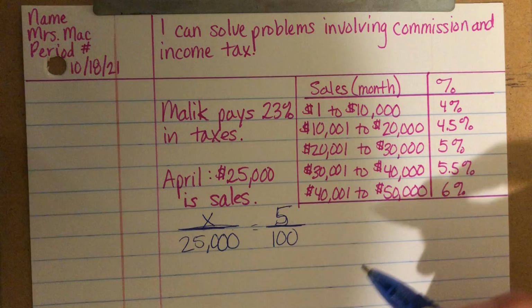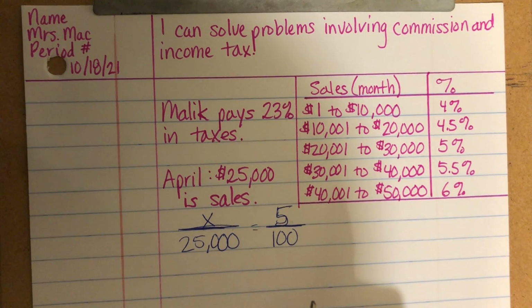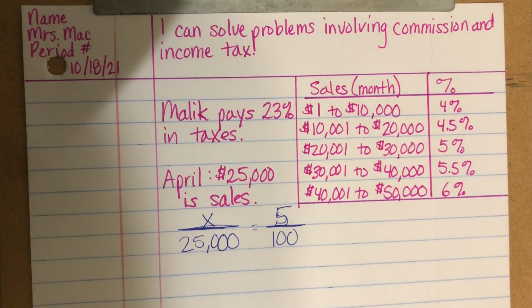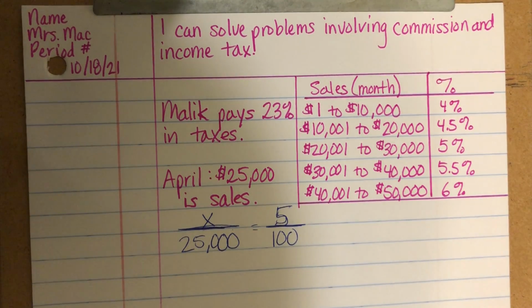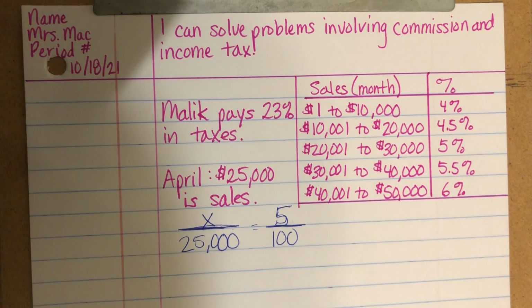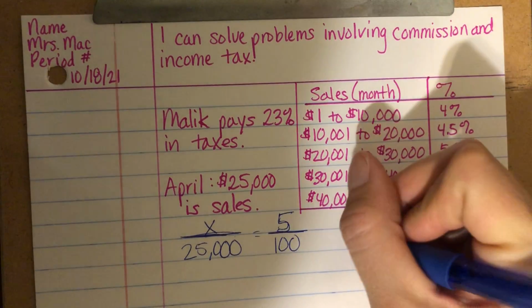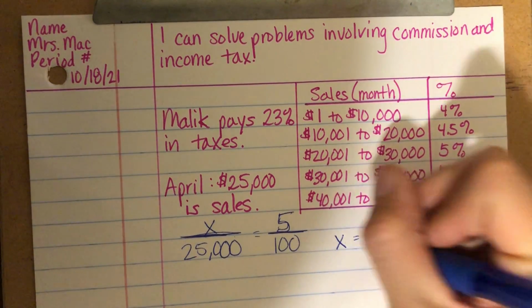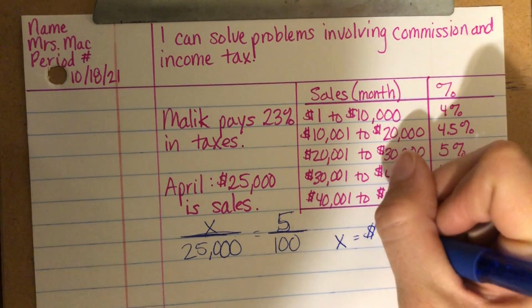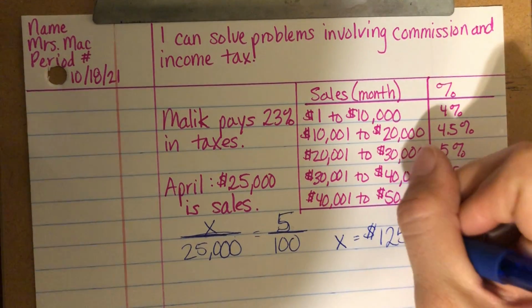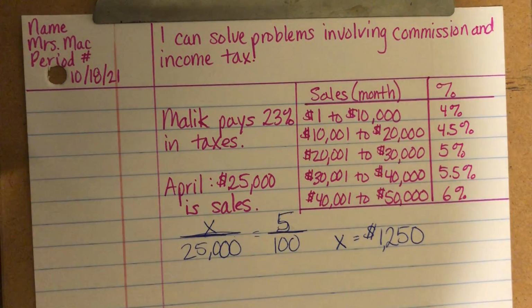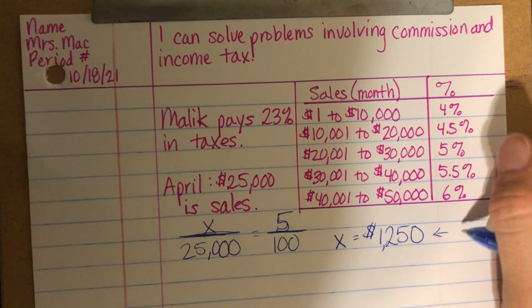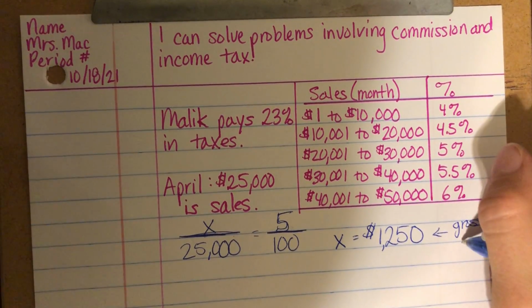All right, so I have my calculator set up here. So I'm going to cross multiply and divide. So this is going to be 25,000 times 5, and then divided by 100. Okay, so I'm getting that her commission, this is her gross income, is $1,250. Okay. Gross income.